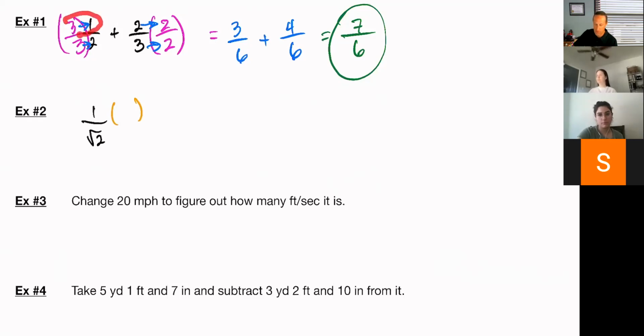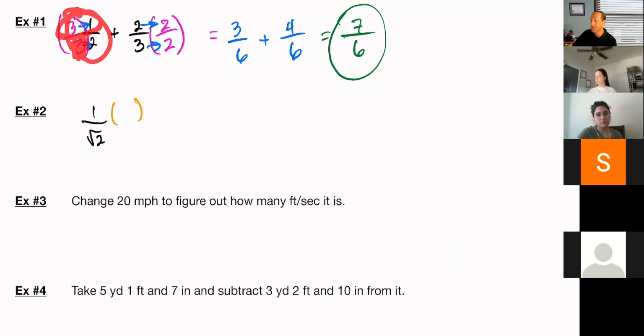If I just multiply the top of this by 3 and not the bottom, I'd have 3 halves. You'd have to multiply the top and bottom by the square root of 2 over the square root of 2, which is also 1. Very good. You guys are starting to see the theme here. And if you can crack this code, you're going to be better off in this class and future ones.